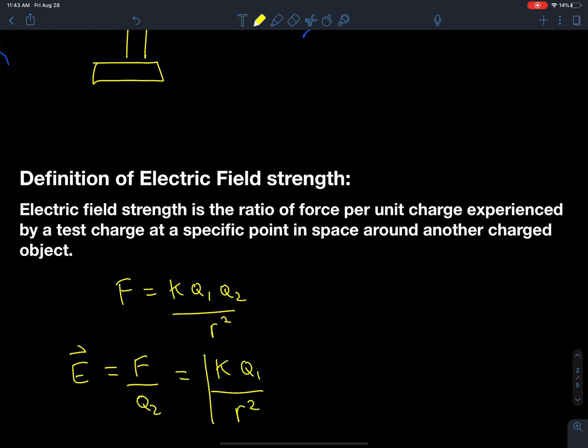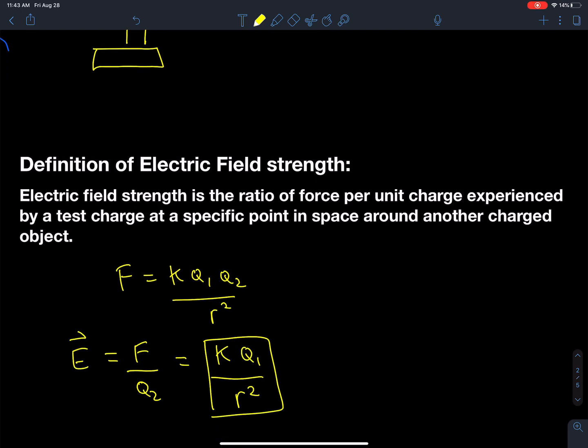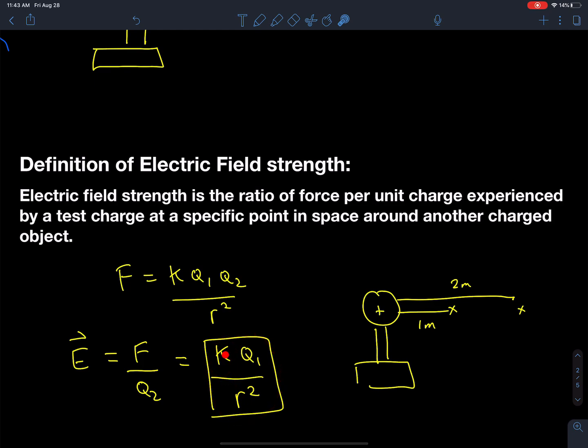If I wanted to calculate the electric field strength, let's draw another one of these Van de Graaff generators. If I wanted to calculate the field strength over here at a distance of 1 meter away and over here at a distance of 2 meters away, all this formula is telling me is I need to know k, which is 8.99 times 10 to the 9, times whatever the charge of this object is. The greater the charge, the stronger the field is going to be. So let's just imagine that this is positive 1 coulomb.